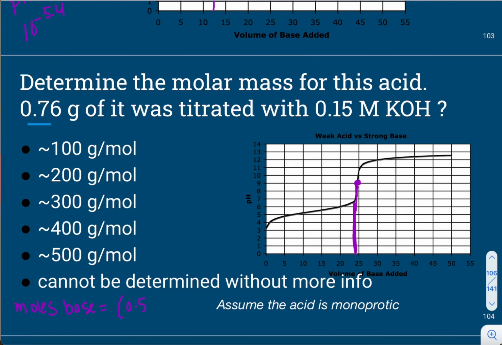we would do the molarity times the liters. You could do this in millimoles as well. And you would get this.